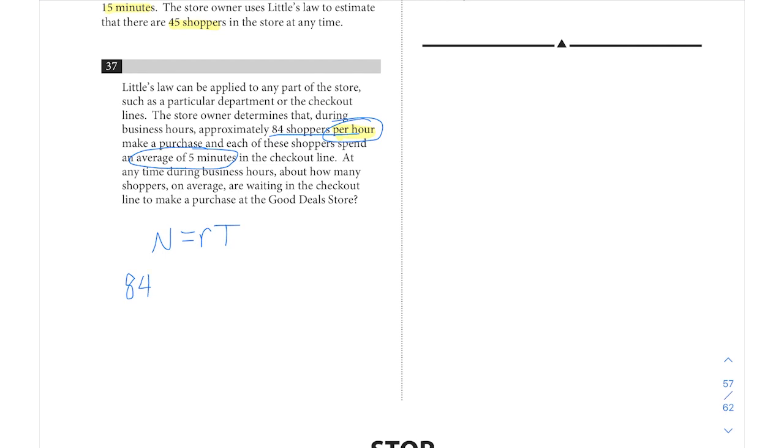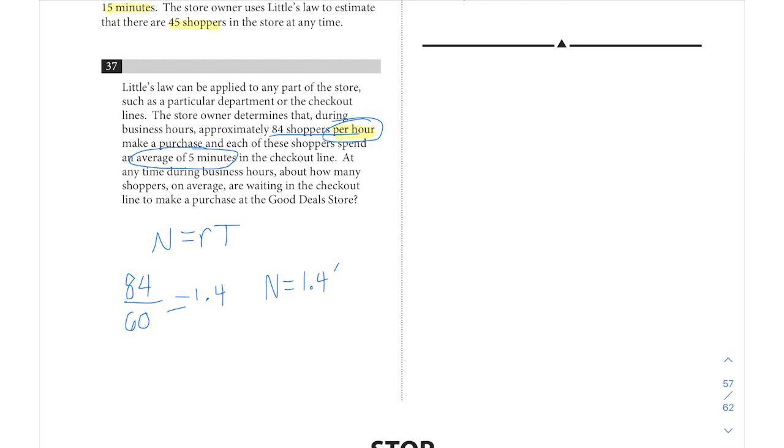So let's see if we can convert the shoppers per hour into shoppers per minute. If it's 84 per hour, then if we break up that hour over 60 minutes, that would be 84 divided by 60 in order for us to get the number of shoppers per minute. And that comes out to 1.4. So 1.4 is the value that we would need to plug in for R, not 84.